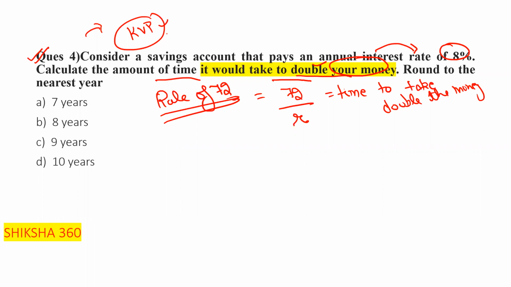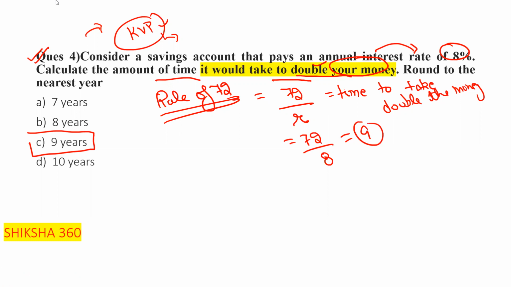Earlier this instrument was very much used. Here the rate of interest is 8%. 72 divided by 8 comes out to be 9. So in 9 years the money will be doubled, if the rate of interest is 8%.